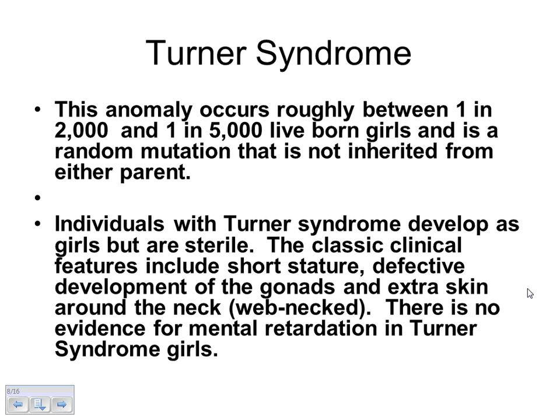Now I want to show you some pictures here in a second. Here's more on the Turner syndrome thing. This is the one that's X0, the girls with the webbed neck and stuff. And notice what it says here. Typically sterile. They have short stature, defective development of the gonads, the ovaries in this case. Extra skin around the neck, sometimes called a webbed neck. No evidence of mental retardation. But these girls are X0. They only got one sex chromosome.